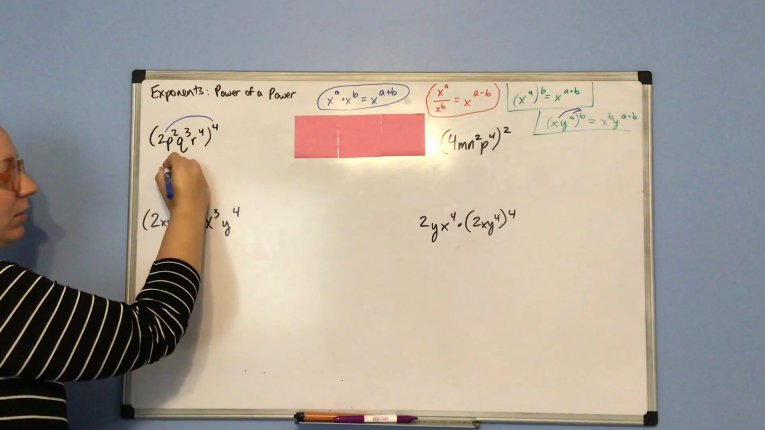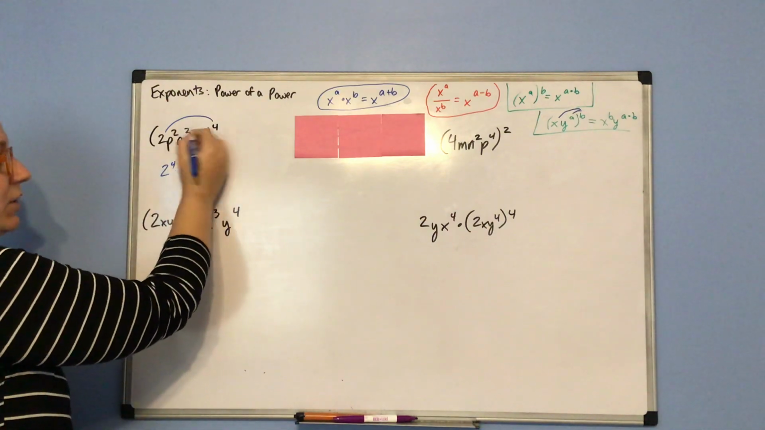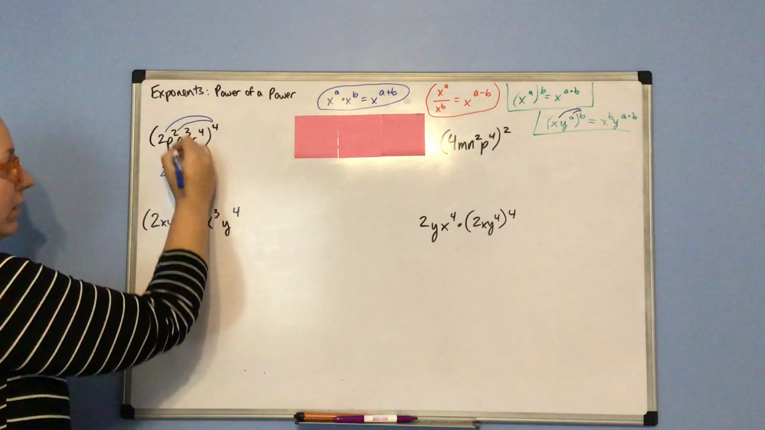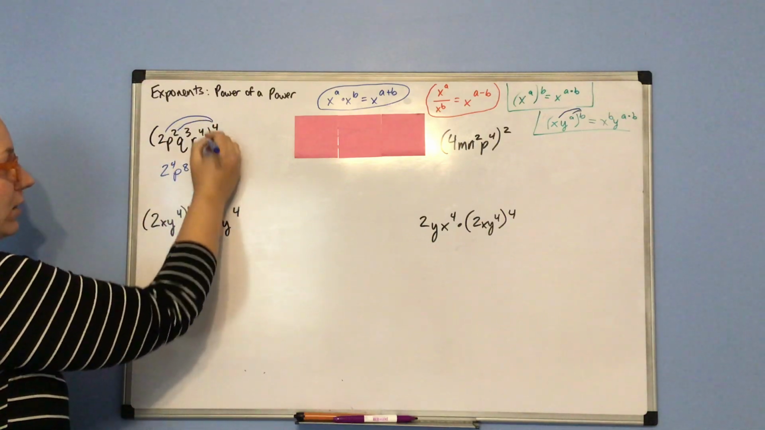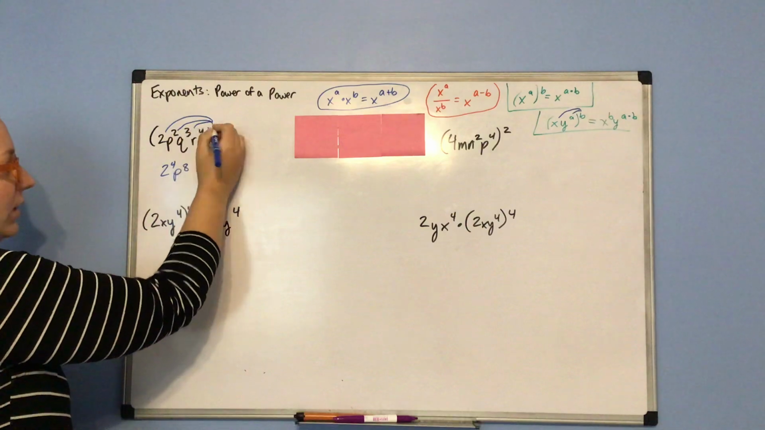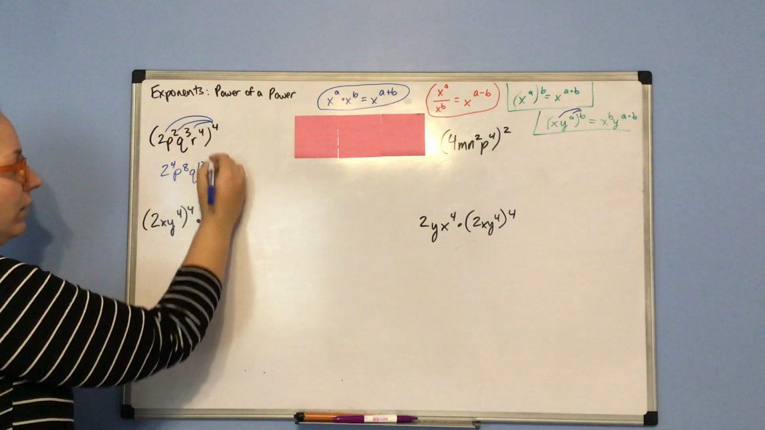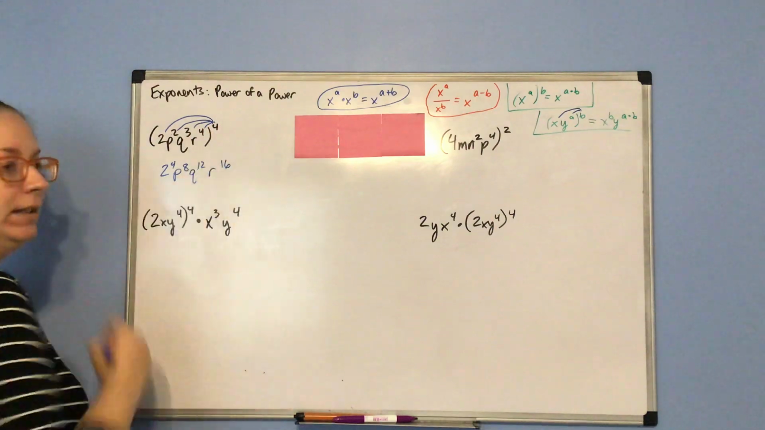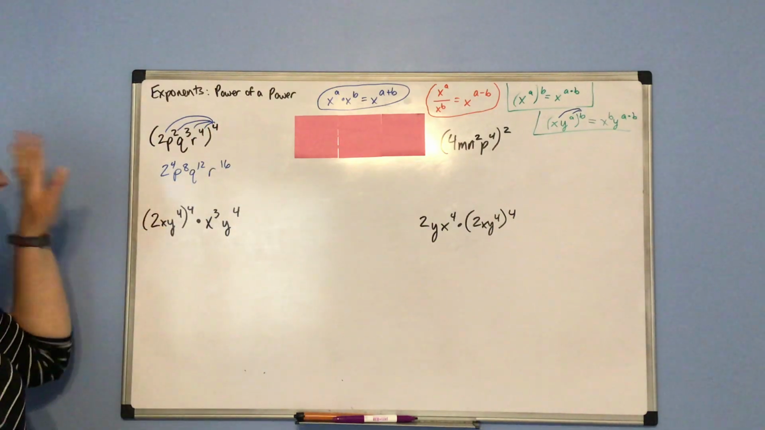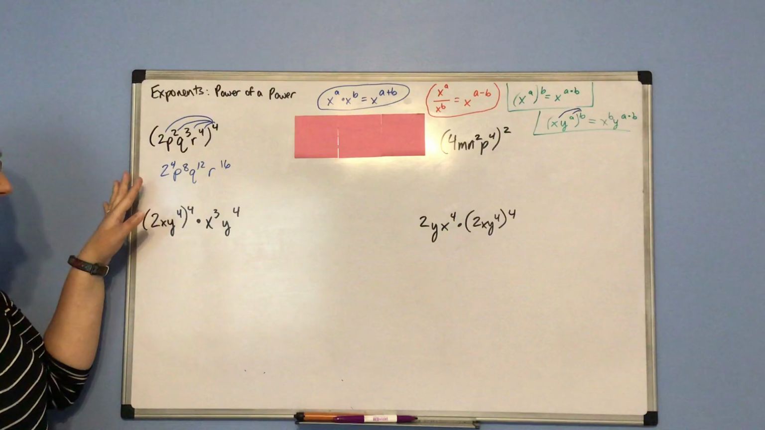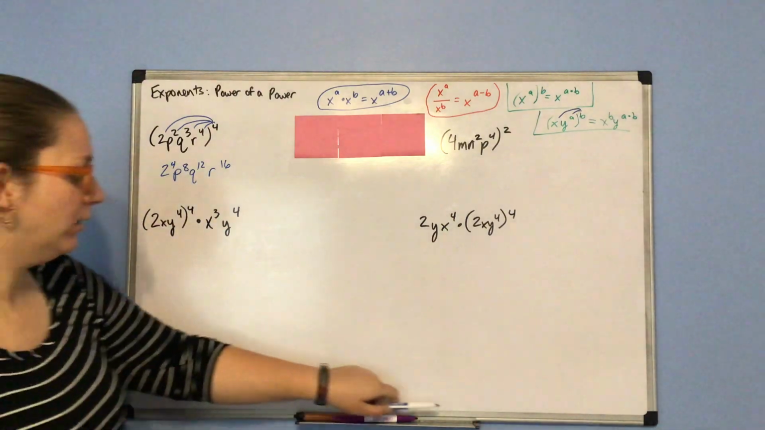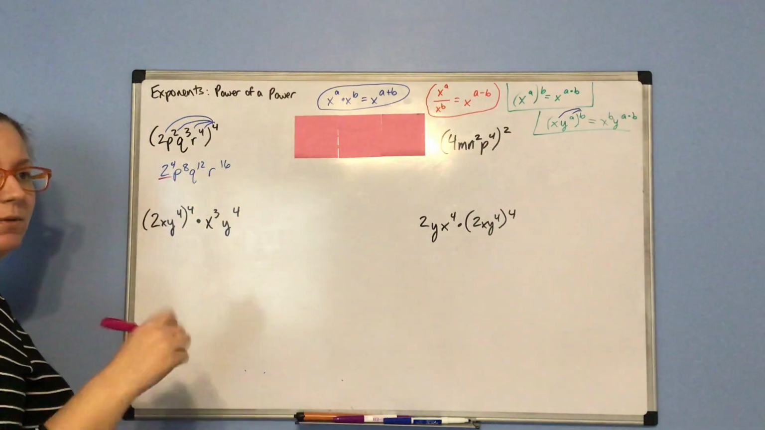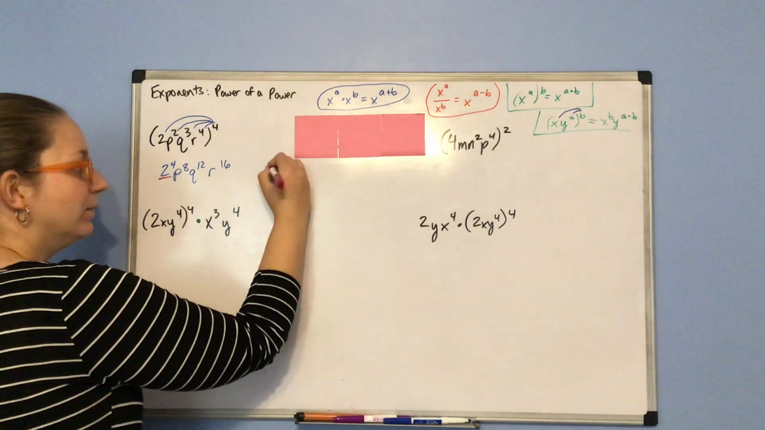I'm thinking 2 to the 4th, and then I'm just multiplying any existing exponents by 4. For p, 2 times 4 is 8. For q, 3 times 4 is 12. And for r, 4 times 4 is 16. This is almost what I want my final answer to look like. The only thing I don't like about that for a final answer is I don't want to see 2 to the 4th. I want to see what number 2 to the 4th actually is.